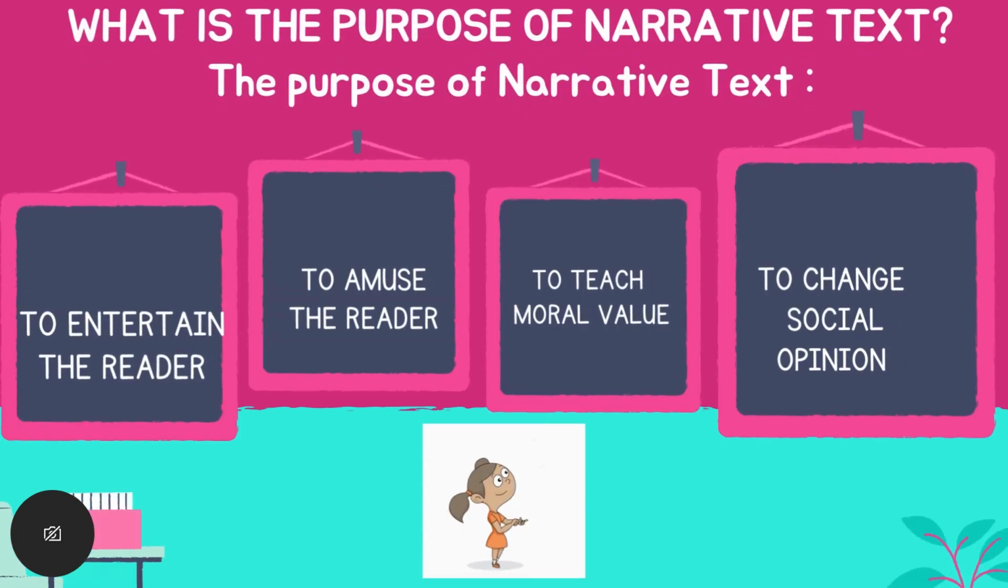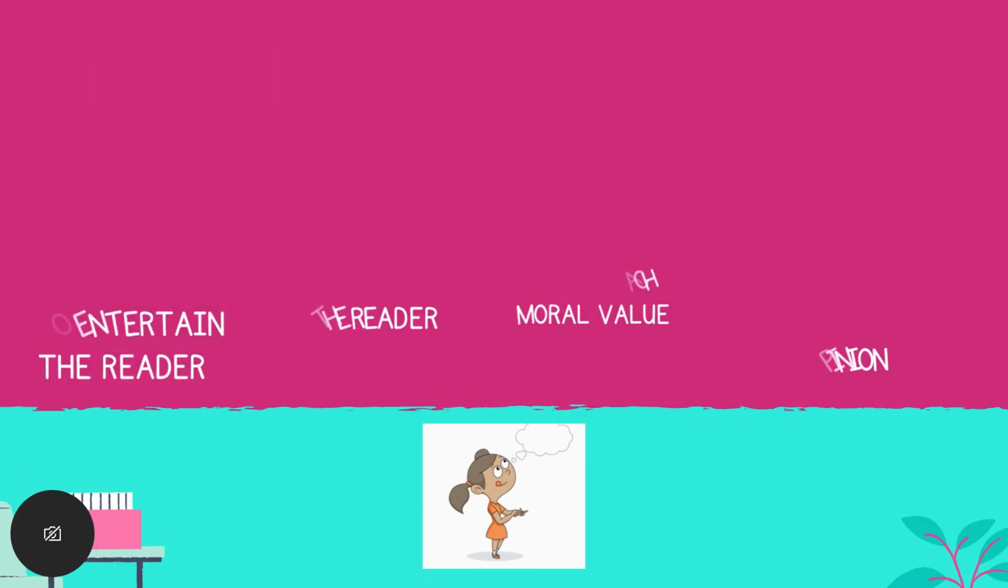Next, what is the purpose of narrative text? The purposes of narrative text are, the first, to entertain the reader. Second, to amuse the reader. Third, to teach moral value. And the last one, to change social opinion.